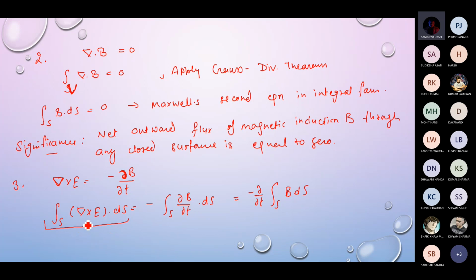Now you can use the Stokes theorem here. Stokes theorem says that the line integral of any vector field is equal to the surface integral of the curl of that same vector field. So the left hand side becomes line integral E dot dl is equal to minus d by dt of the total magnetic flux through the surface. So this is phi, because we know that phi is equal to surface integral B dot ds. So this is minus d phi by dt.